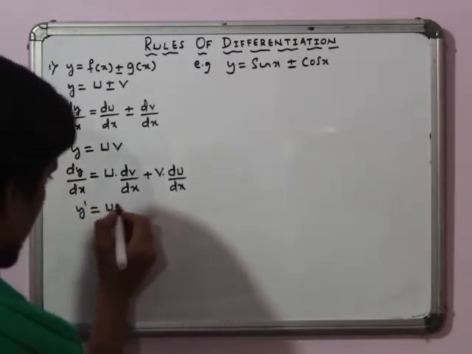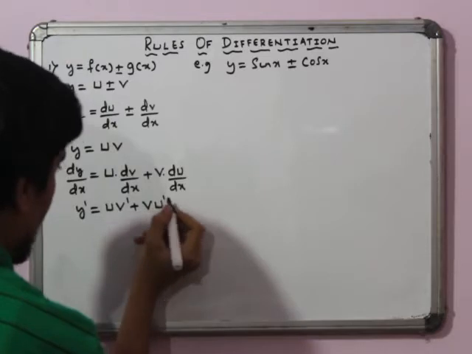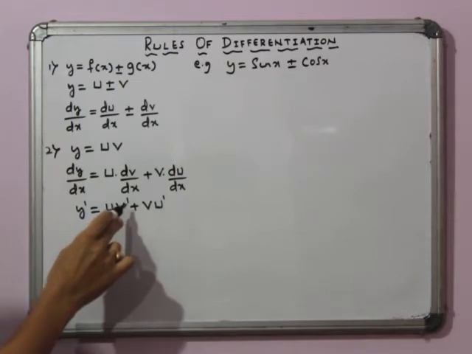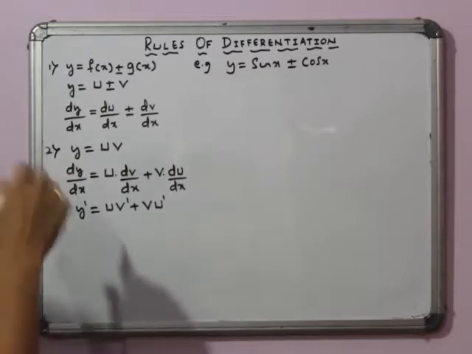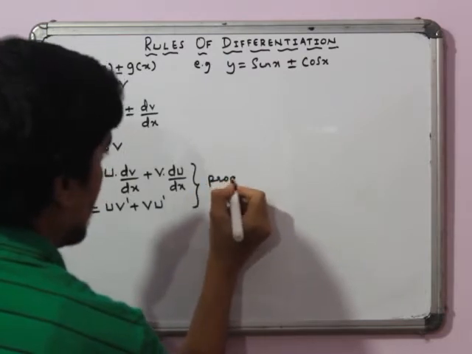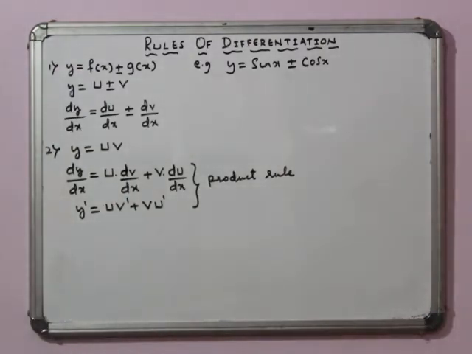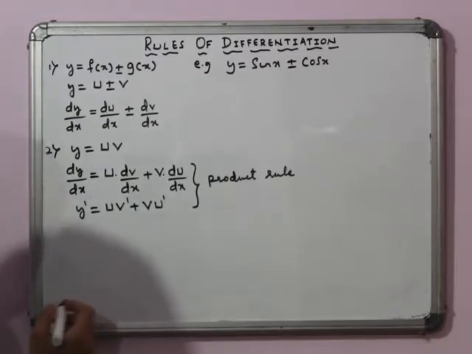So y dash is equal to u v dash plus v u dash: first function into derivative of second function plus second function into derivative of first function. Okay, and this rule in differentiation is called the product rule. This rule is called the product rule. This one is very important. You will have to use this a lot of times while solving your exercise problems. So memorize this one.